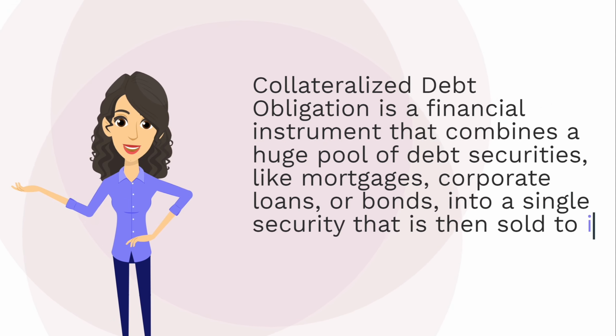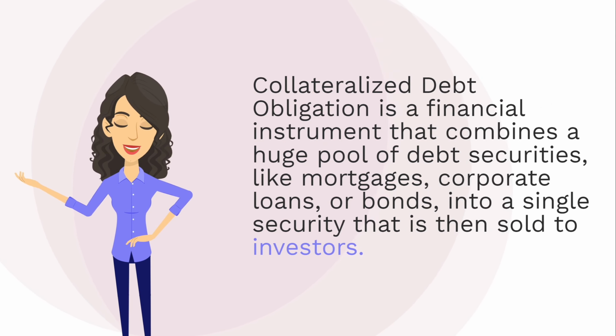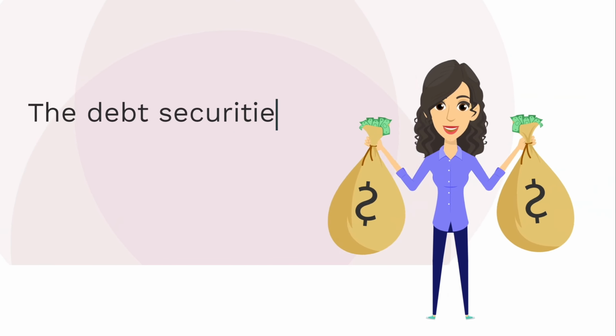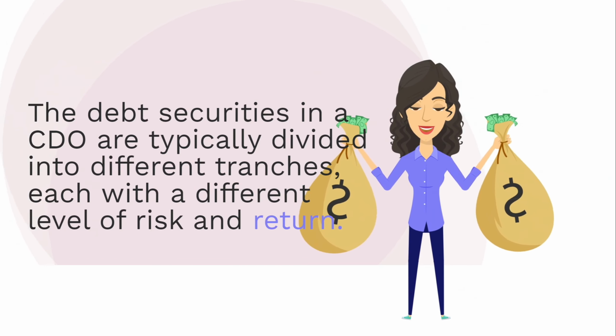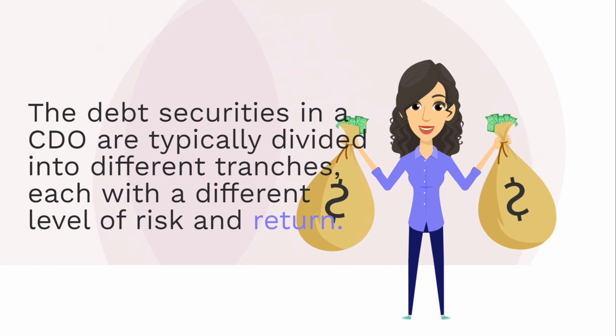A collateralized debt obligation is a financial instrument that combines a huge pool of debt securities, like mortgages, corporate loans, or bonds, into a single security that is then sold to investors. The debt securities in a CDO are typically divided into different tranches, each with a different level of risk and return.